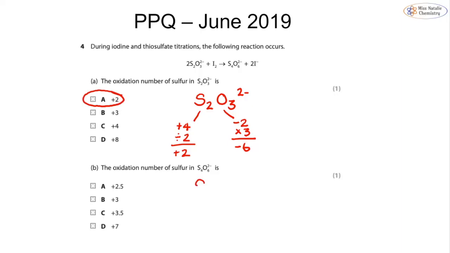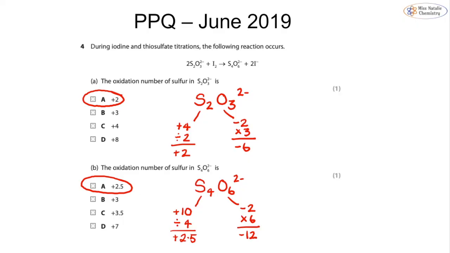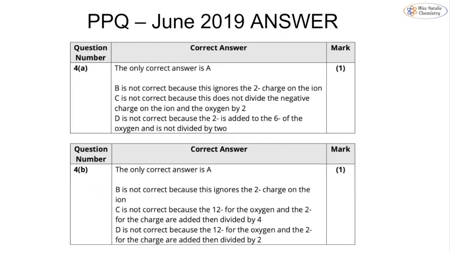And for part B, I have S4O6 2 minus. So my oxygen is 2 minus times 6, which is 12 minus. I want to go from 12 minus to 2 minus, because that's my overall charge. Therefore, I need the sulfurs to be plus 10. But I have 4 atoms, so I divide it by 4, and that gives me an answer of plus 2.5, which again is A. So as you can see, we have both answers as A.